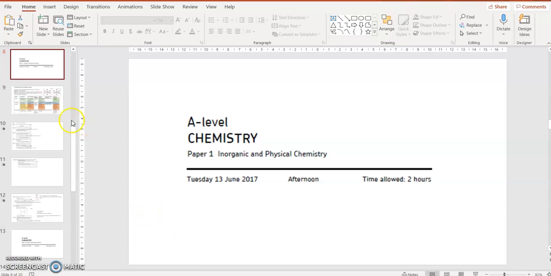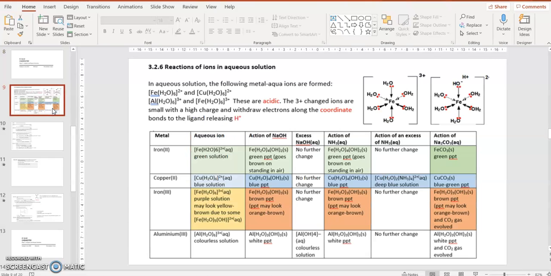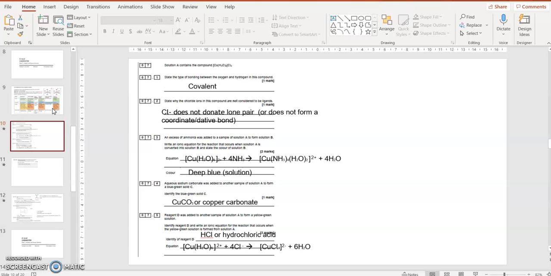Paper 1 2017, a tricky question this, and a bit of a longer question on transition metals. So we've got our table to refer to, but a couple of new things in here. State the type of bonding between oxygen and hydrogen in this compound. Well, the bonding between oxygen and hydrogen is actually within the water molecules. They're covalent. It's a coordinate bond or a dative bond between the water molecule and the copper. Actually, in the water molecule, between the O and the H, it's a covalent bond.